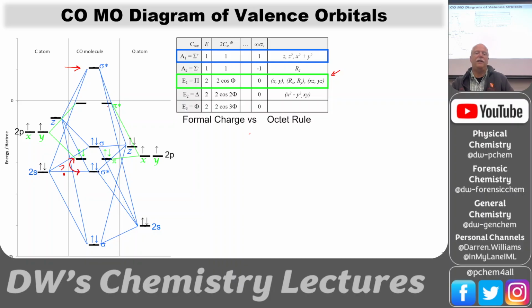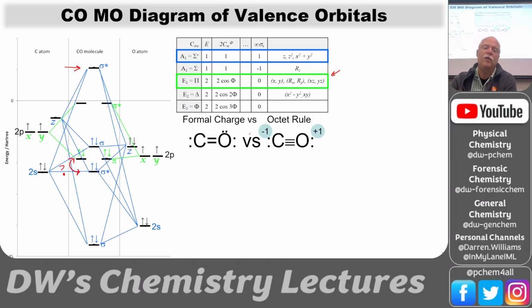Now let's think about this. If we were to draw the Lewis dot structure for carbon monoxide, what would we draw? Well, we'd probably do the octet rule, because it's carbon and nitrogen and oxygen that require an octet rule. So if we do that and calculate the octet rule, we have a triple bond, 2 non-bonding electrons on the carbon, 2 non-bonding electrons on the oxygen. And what that gives us then is a formal charge.